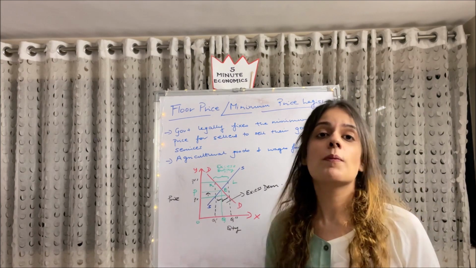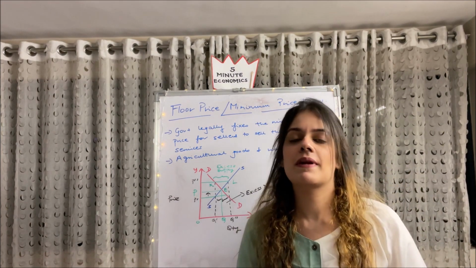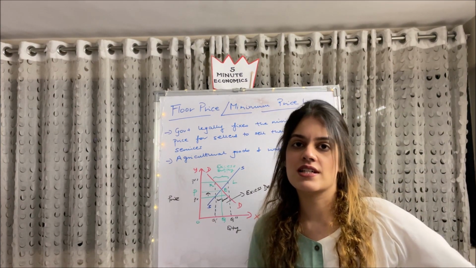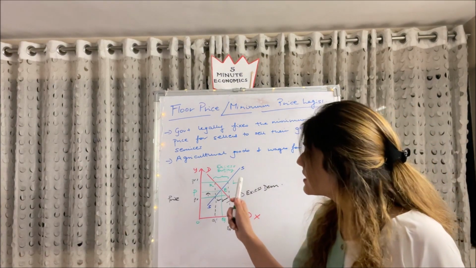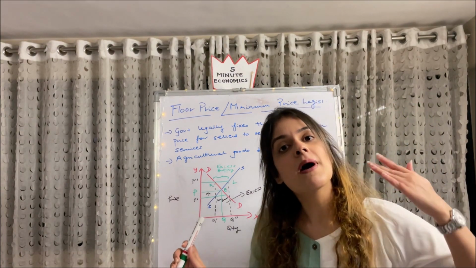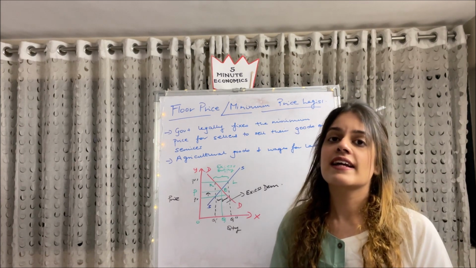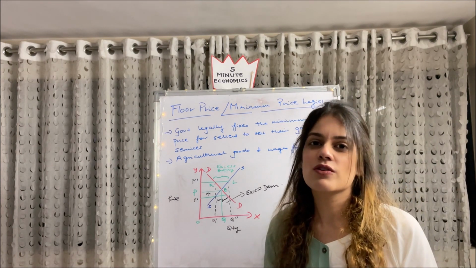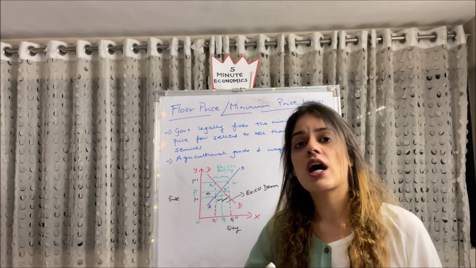When you are setting the floor price, it has to be above the equilibrium price, and vice versa for the concept we just did previously for price ceiling. So this time the government has to set a price which is above the equilibrium, because supposedly they are selling it at 10 and they are not earning anything. So the government will say that you have to charge a minimum of 12 rupees.